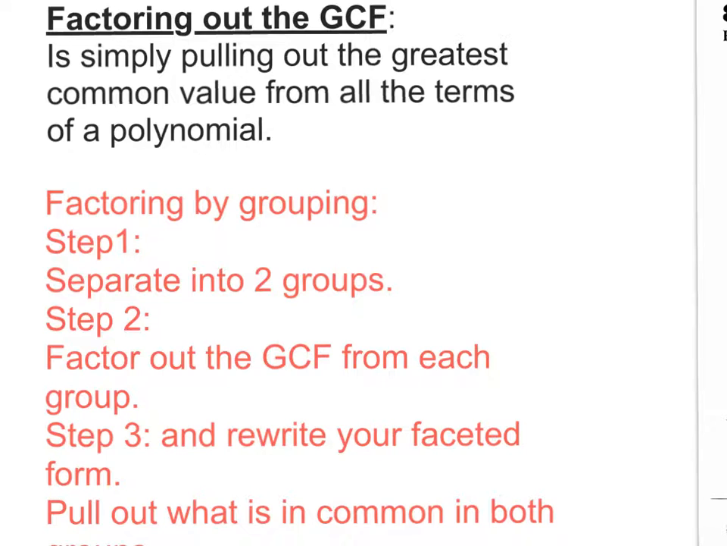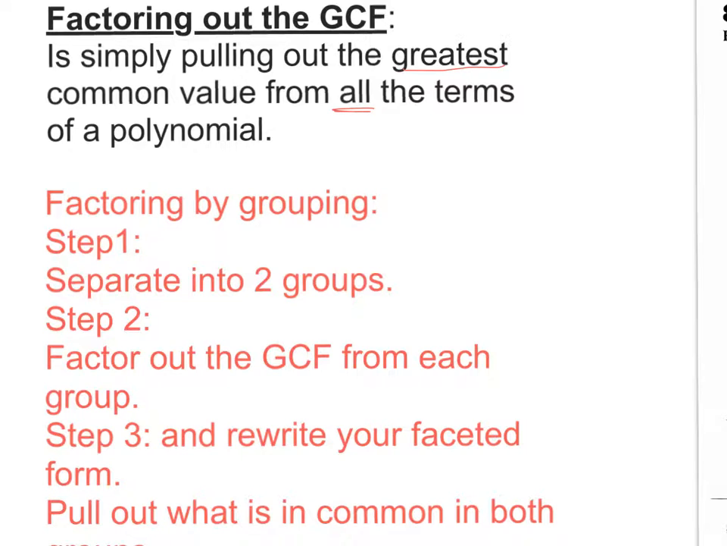Again, factoring out the GCF, what is it? It's simply pulling out the greatest common value from all the terms of a polynomial. It's important that we recognize greatest. We're talking about the greatest common value from all the terms. It has to be all the terms. You can't just pull it out of 3 and then there's one that you don't pull it out of. You have to pull it out of all the terms.